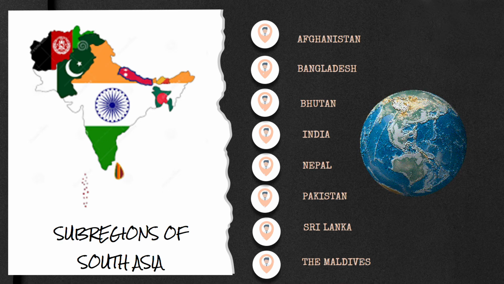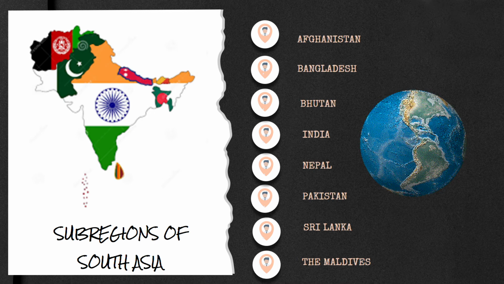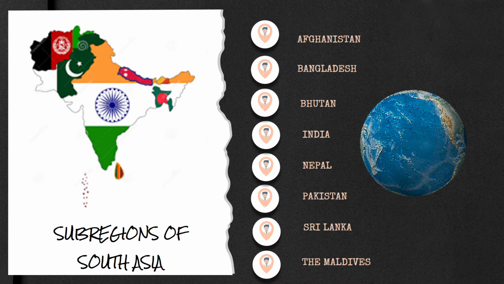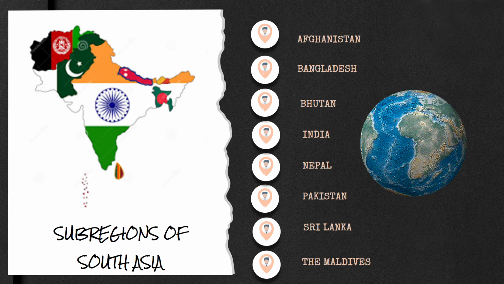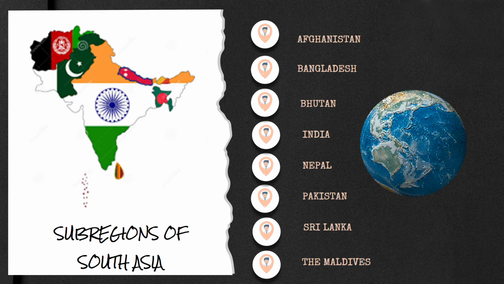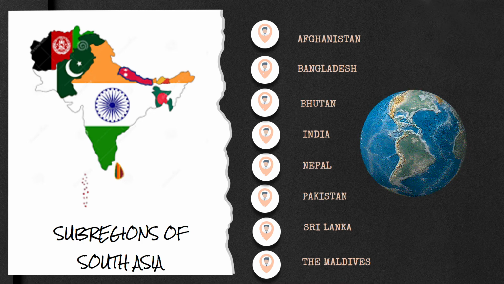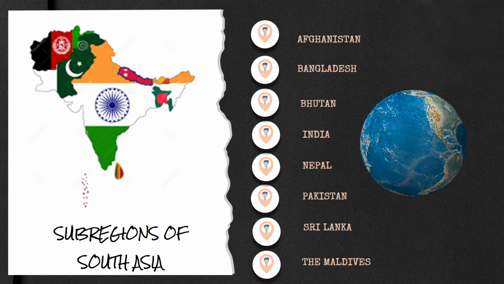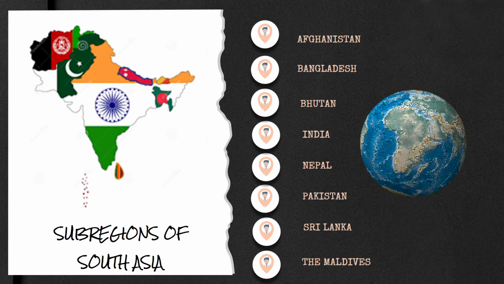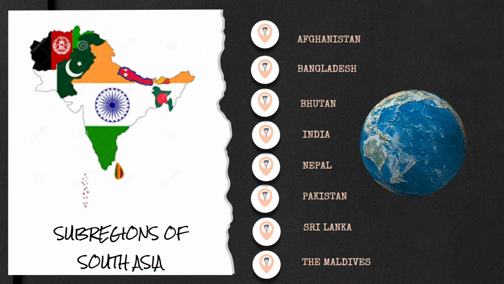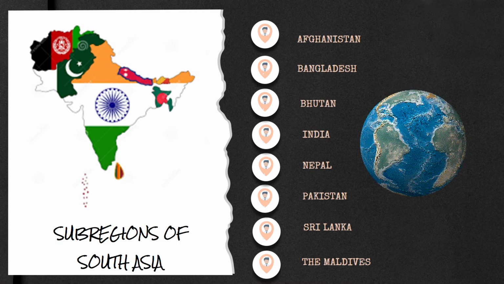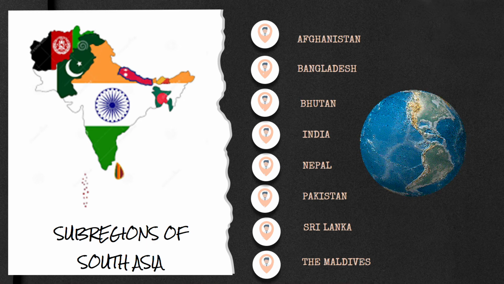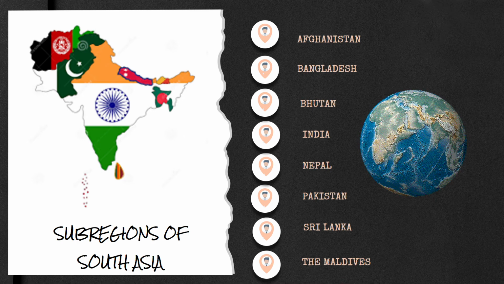It includes the 8 countries which are Bangladesh, Bhutan, India, Pakistan, Afghanistan, Nepal, Sri Lanka, and the Maldives, often considered part of South Asia as well. The term is often used synonymously with Indian subcontinent. The latter term is sometimes used more restrictively to refer to Bangladesh, India, and Pakistan. As we can see here in the slide, this is the map of South Asia.